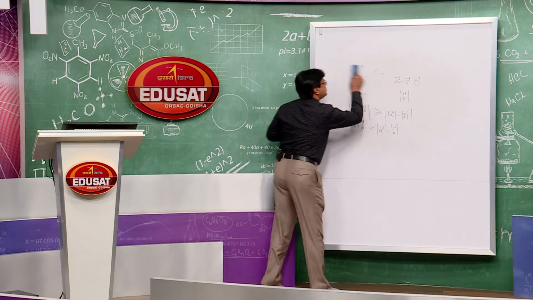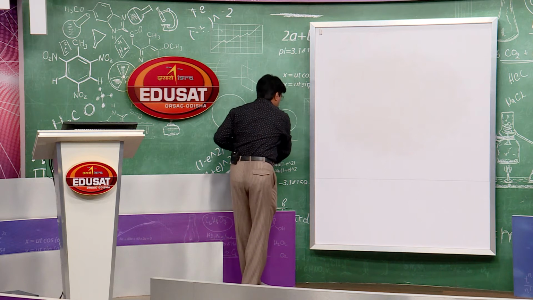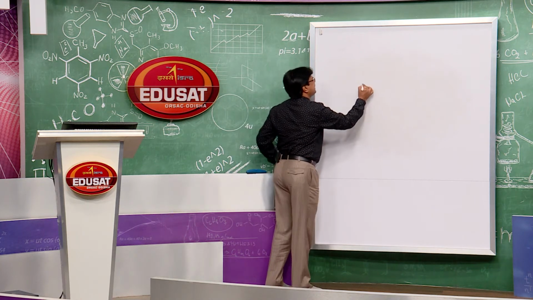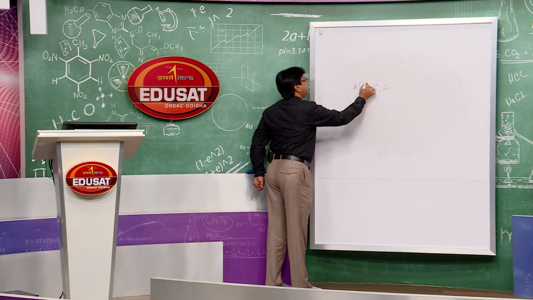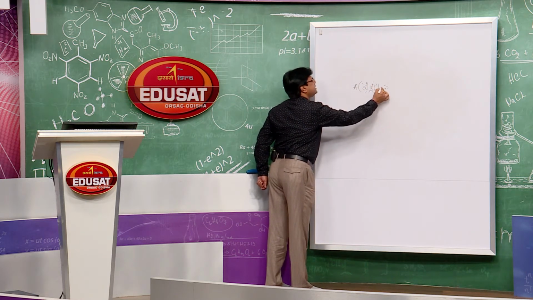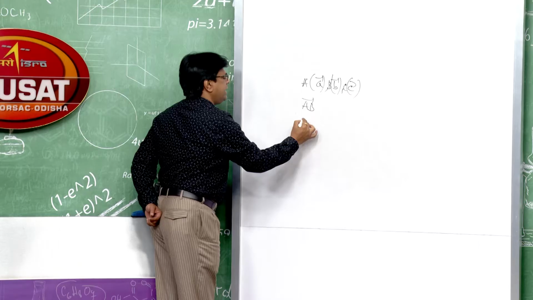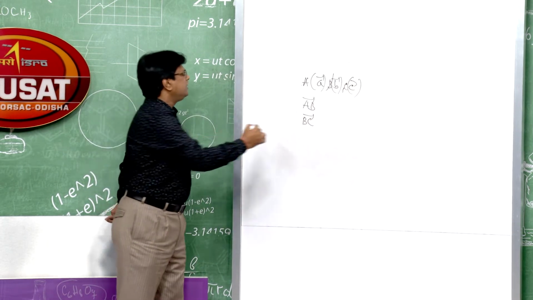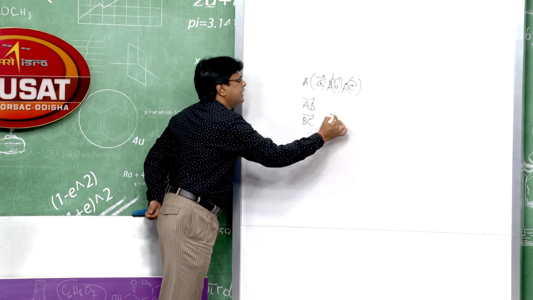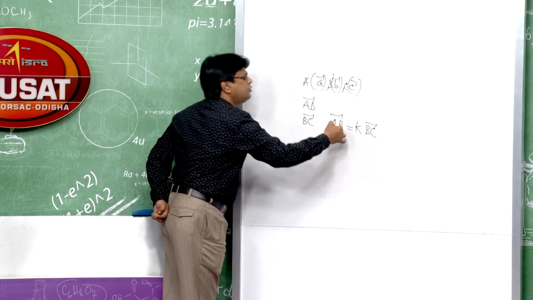Suppose A, B, C are the position vectors of points A, B and C. Then we can find the vector AB and vector BC. These 3 points are said to be collinear if vector AB can be expressed as some scalar multiple of vector BC. That is your collinearity testing.